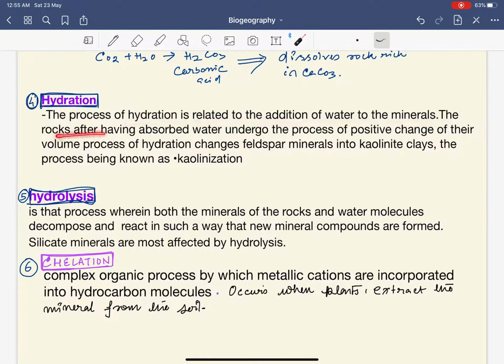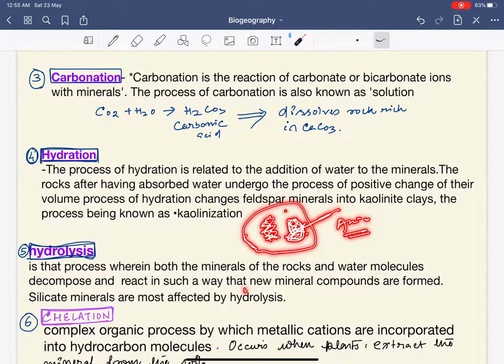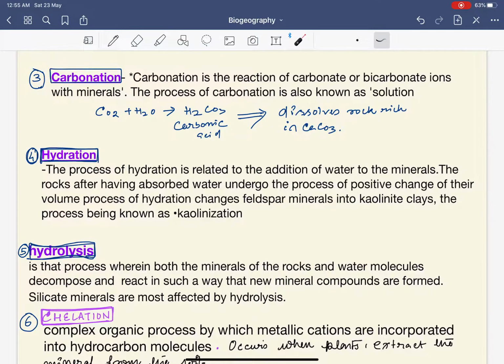Simple. The rocks, after having absorbed the water, undergo the process of positive change of their volume, the process of hydration, changing feldspar. Let me give you a very simple example: gypsum that is found in the desert. Gypsum within the rock, when it comes in contact with atmospheric moisture, will absorb the moisture and expand. And when it is dried out, it will contract. This expansion, drying and contraction leads to the disintegration of the rock, or the block disintegration of the rock.